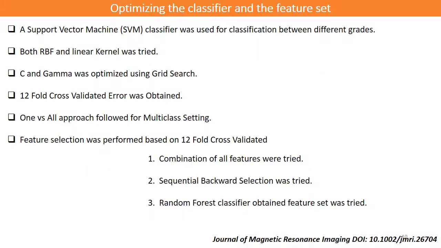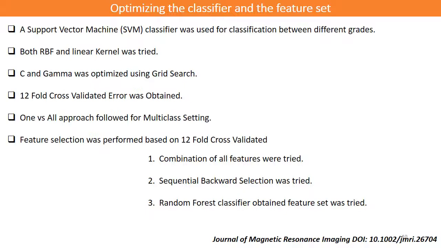A SVM classifier was used in this study. Both linear and RBF kernel was used to optimize the classifier. The classifier was also optimized based on its hyperparameters such as C and gamma. We used 12-fold cross-validation technique in this study for obtaining the classification accuracy. Also, for the multiclass classification, a 1 versus rest approach was followed.